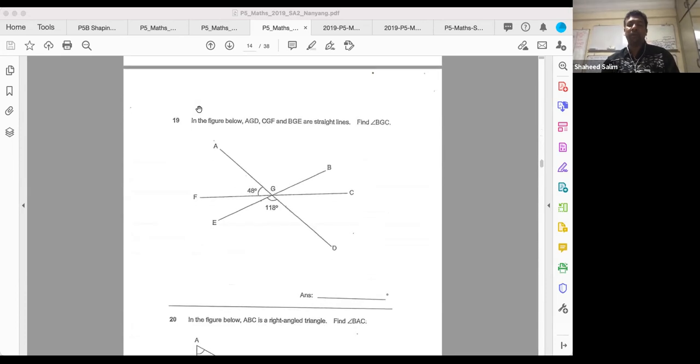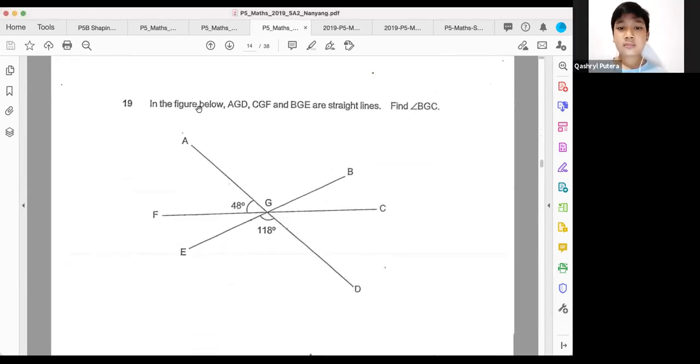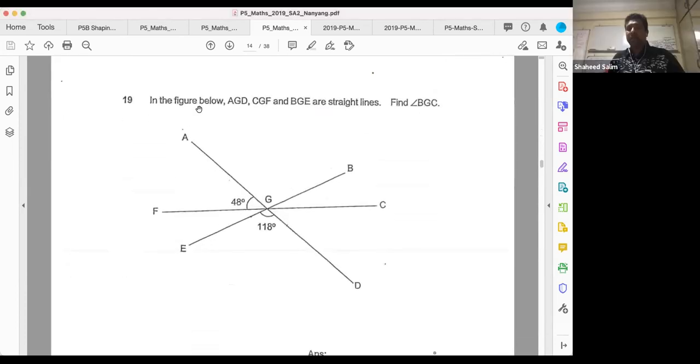Please try this one. BGC. Similar to your earlier ones.